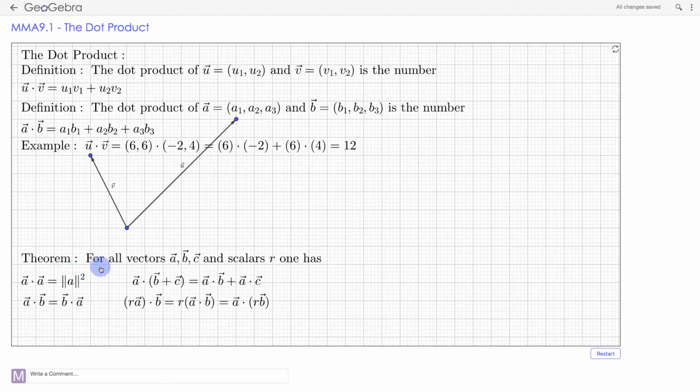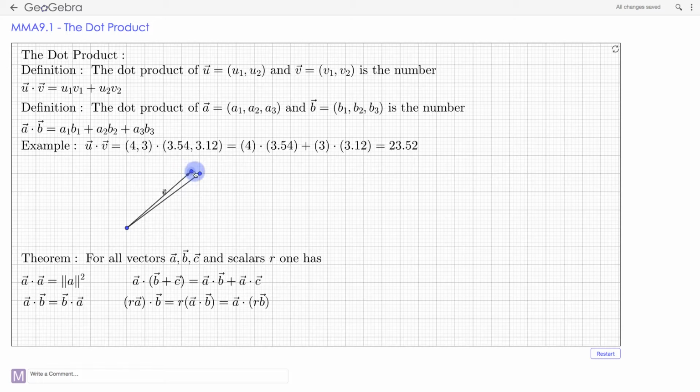So we have a theorem. For all vectors A, B, C and scalars R, one has that if you take the dot product of a vector with itself, you just get the square of the length. Let's make some other choice. We've seen this example quite a few times. The vector (4, 3) has length 5, so we get 4 times 4 plus 3 times 3, that's 25, that's the square of the length, right?